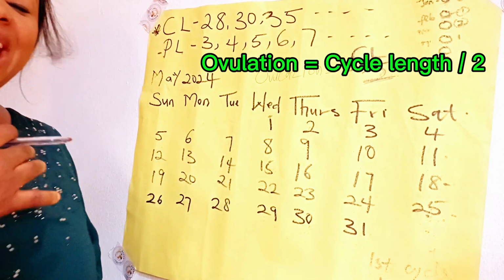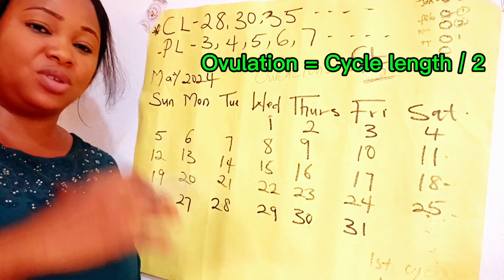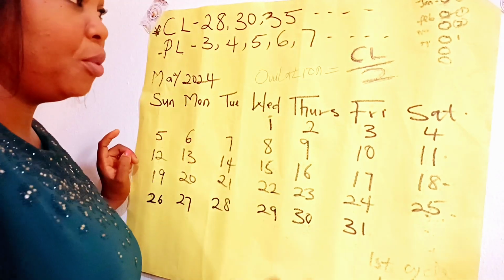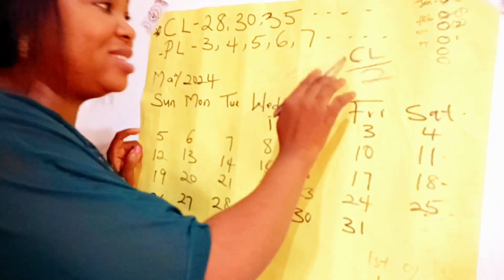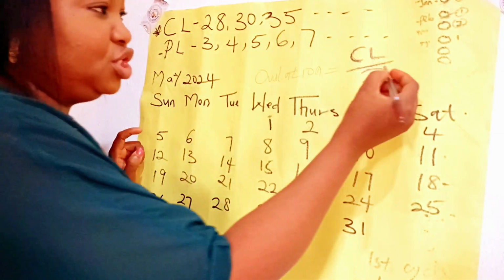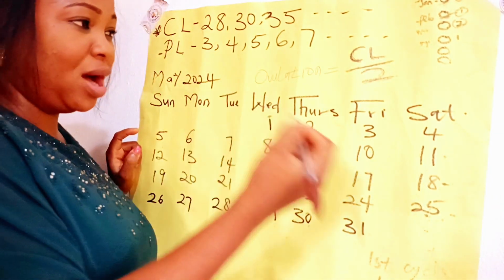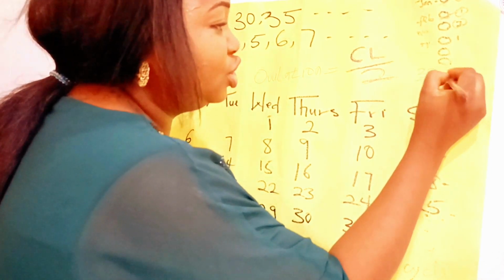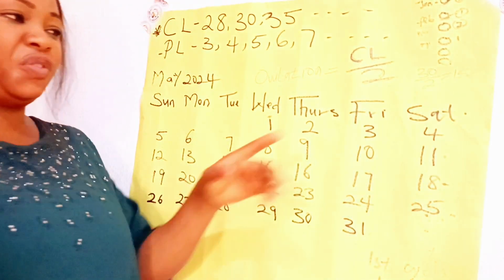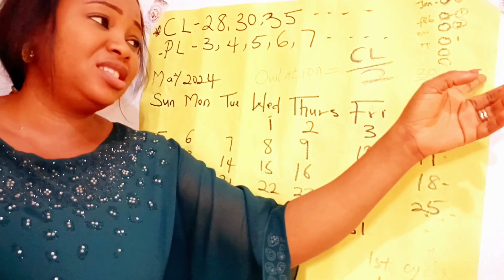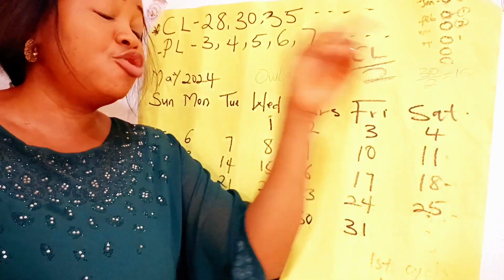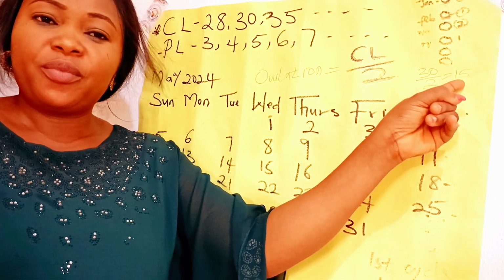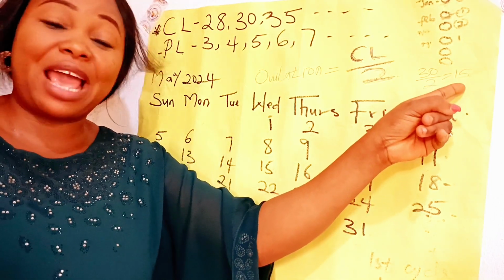And see why I was laying emphasis on you understanding your cycle length. Now, when you know your cycle length is every 30 days, for example, your ovulation is 30 days divided by 2, which is 15. For somebody who has a 30-day cycle, you say 30 over 2, which is equal to what? 15. So this 15 here is your ovulation, meaning your ovulation day is the 15th day of your cycle. The 15th day of your cycle.